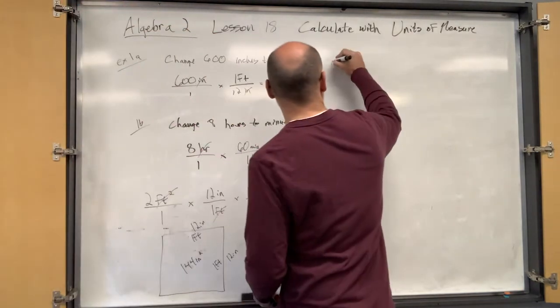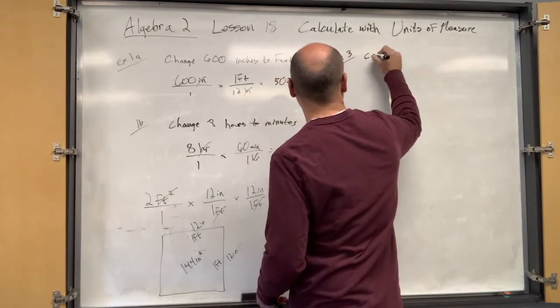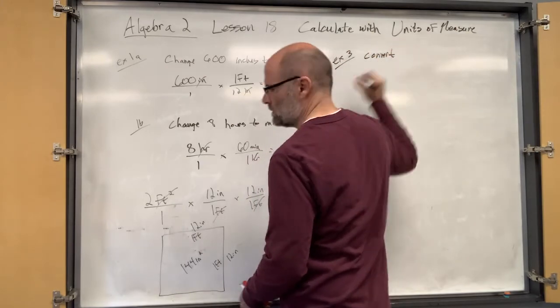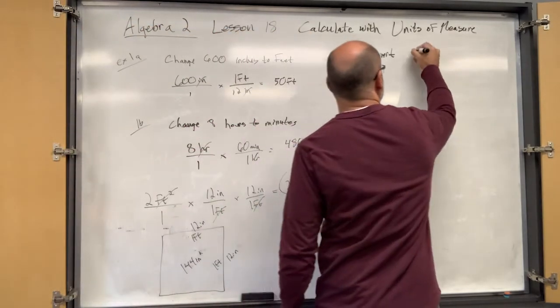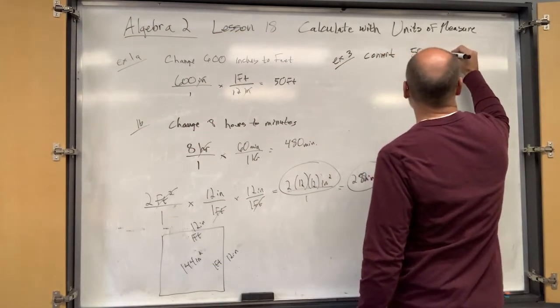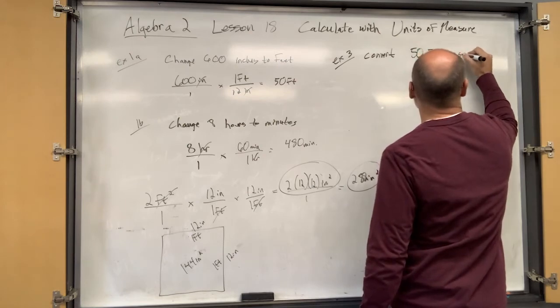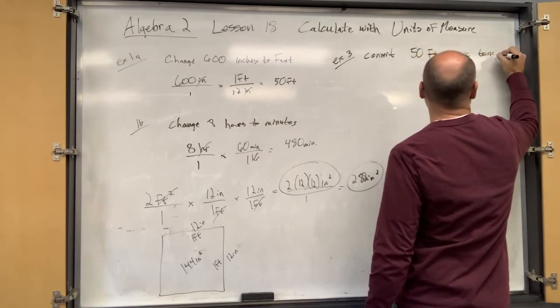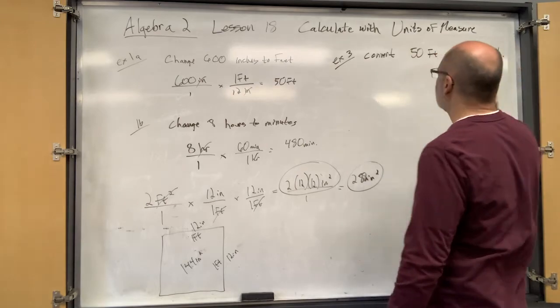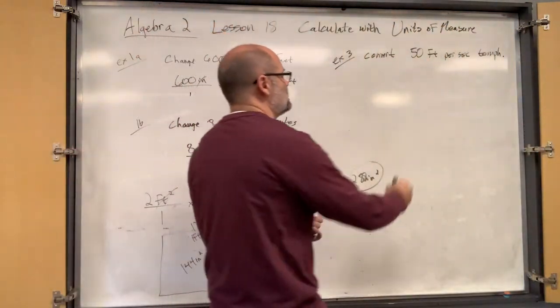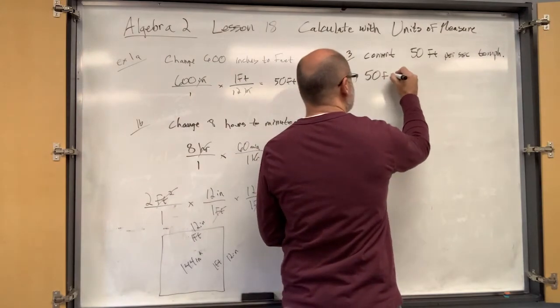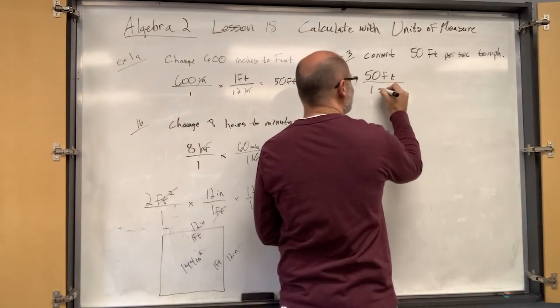So here's example 3. I want to convert 50 feet per second to miles per hour. Okay? So you can do this the same way. Write the first one as a fraction: 50 feet per 1 second.